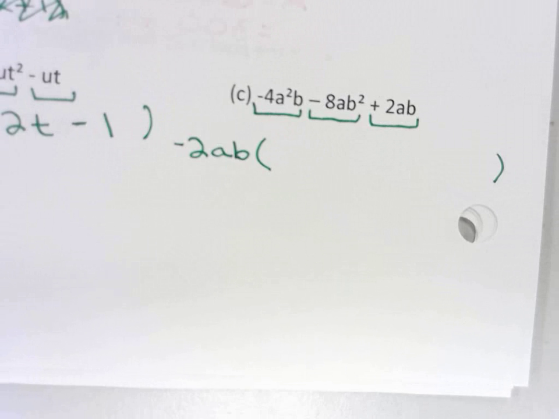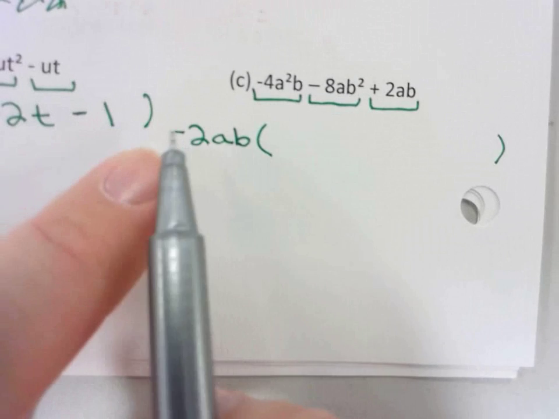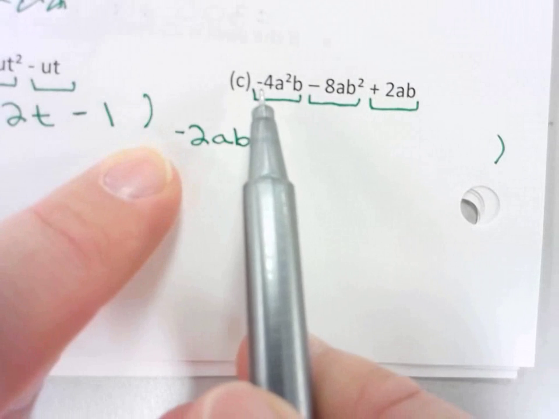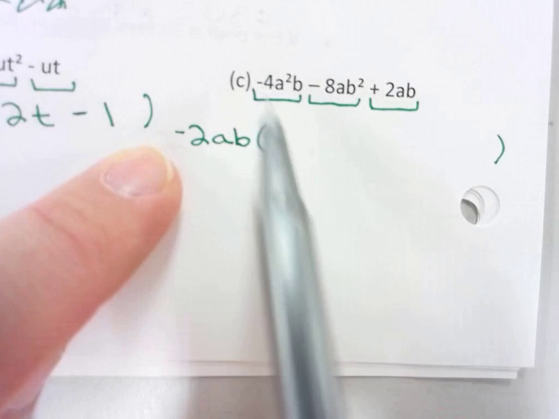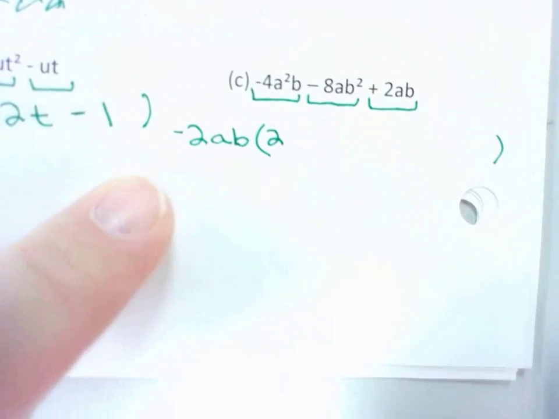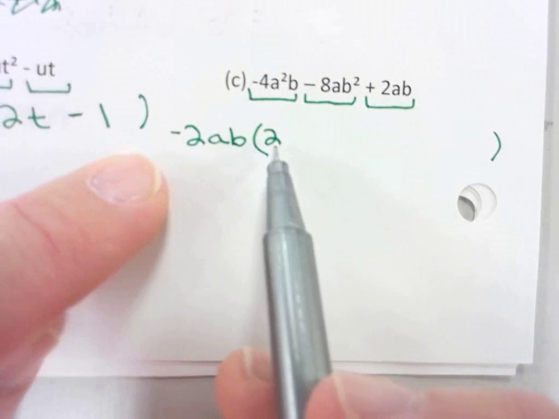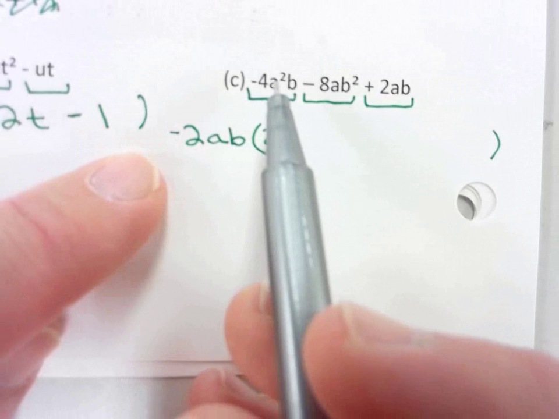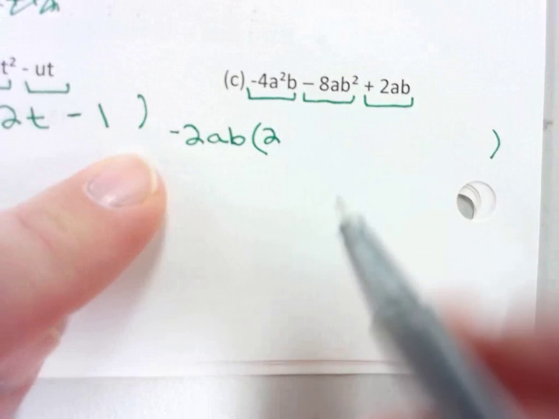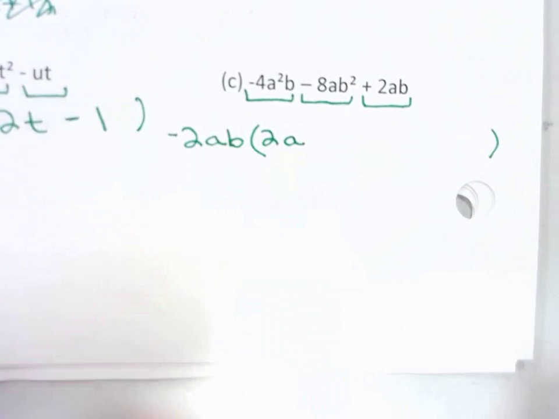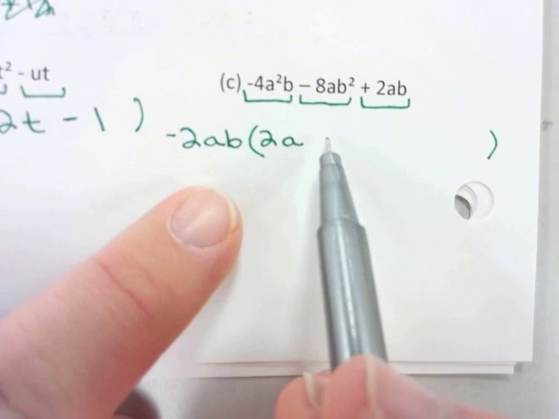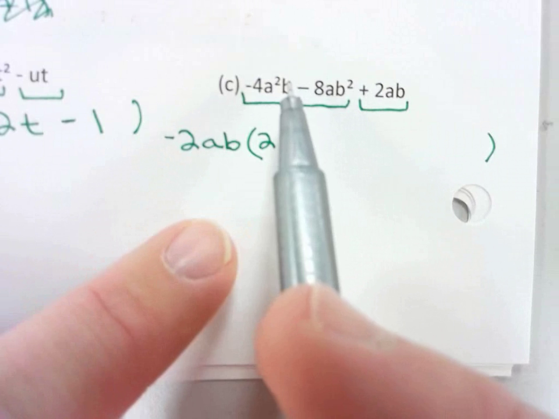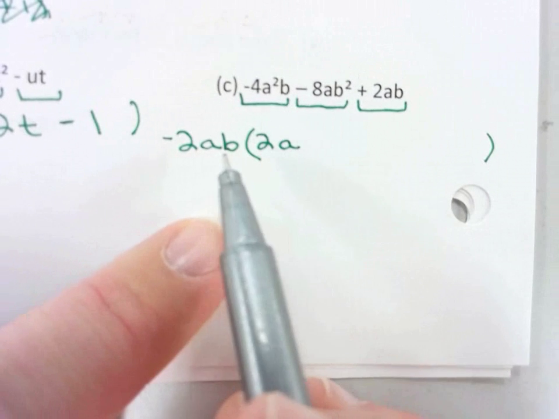Now the difference is when I have to figure out what's going to be left. So let's think about distributing. Negative 2 times what will give me a negative 4? Positive 2. So negative 2 times 2 gives me a negative 4. A times what will give me a squared? A, as I add the exponents. B times what will give me just a b? Nothing. So I already took out the b, so it's just 2a.